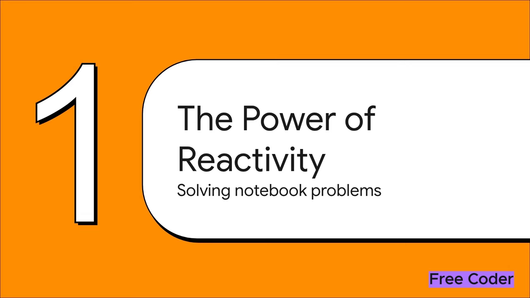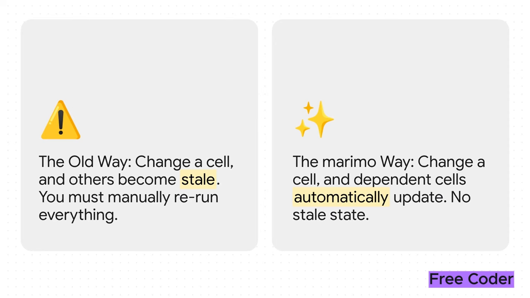Okay, so how does it actually do all this? What's the secret sauce? Well, it all comes down to one powerful concept, reactivity. And this isn't just a buzzword. It's the key to solving maybe the single most frustrating problem with notebooks, something called hidden state.